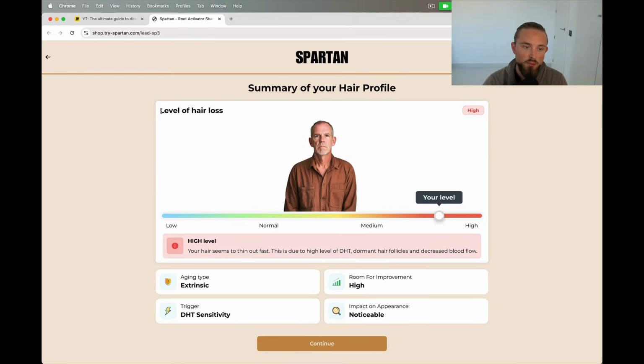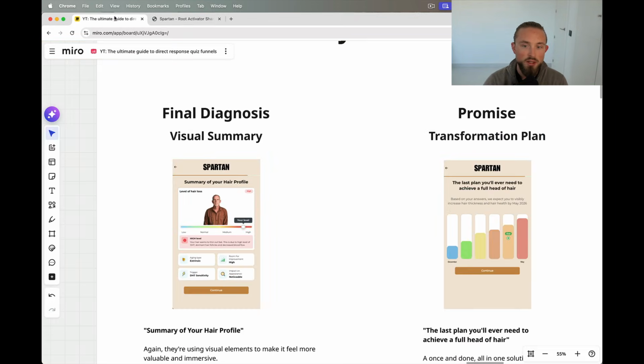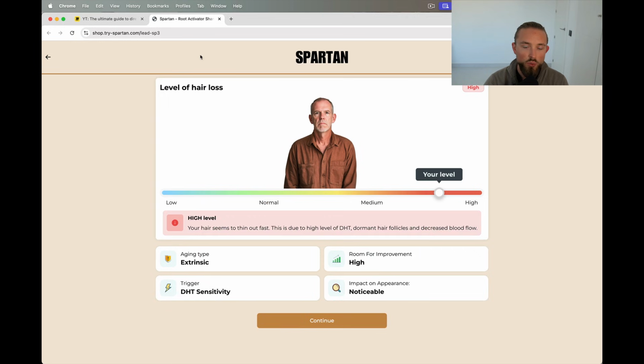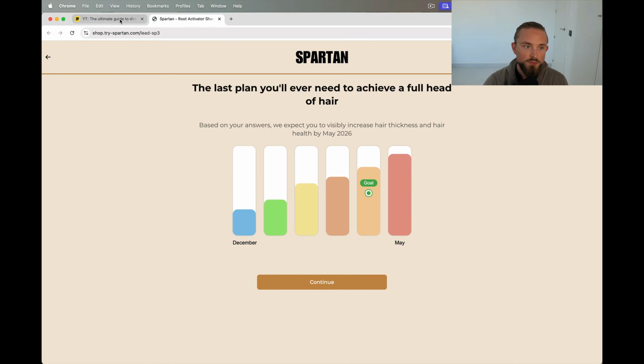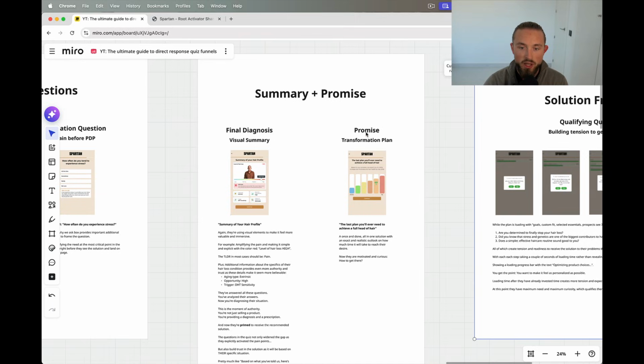And then essentially tell me the level of my hair loss is currently super high. Right, so hair seems to thin out fast. This is due to high levels of DHT, dormant hair follicles, and decreased blood flow. Right, so aging type is extrinsic, room for improvement is high, the trigger is this DHT sensitivity, and the impact on appearance is noticeable. So at this stage, we really just give them the conclusion of everything that they went through. Now let me click continue, and then we essentially make a promise, right?